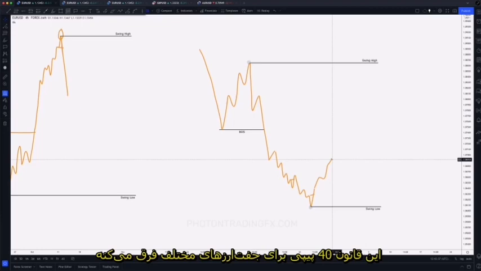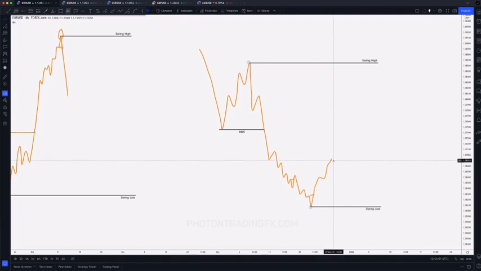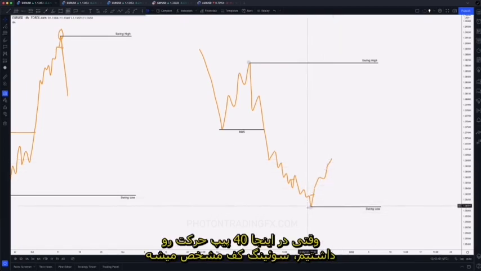Okay, so that 40 pip rule is going to be different for every currency pair or whatever instrument you trade, because they're all going to have different volatility amounts. So this is why you have to do a little test first to see what works for you. Okay, and then yeah, once we get the 40 pip movement, boom, I know.